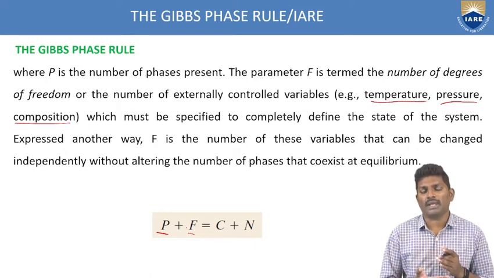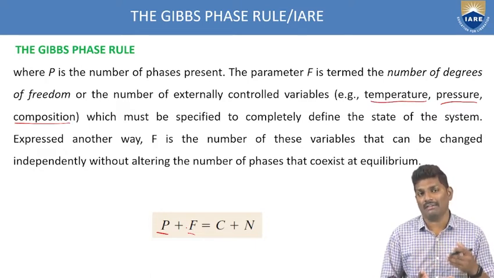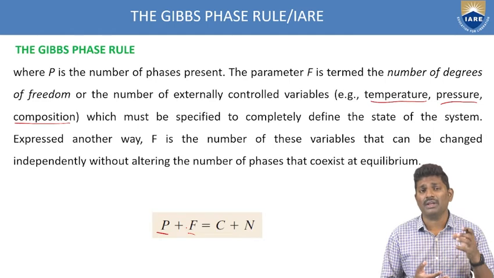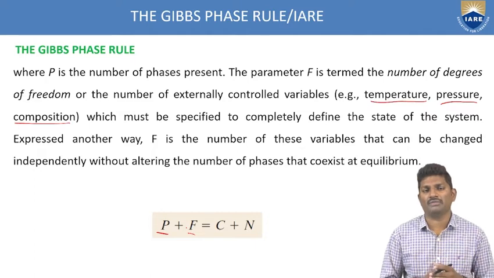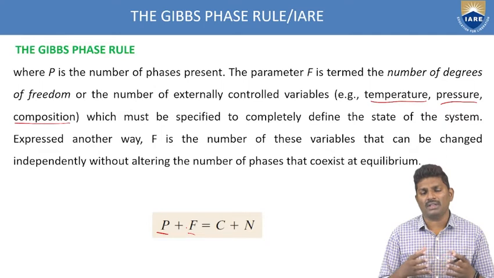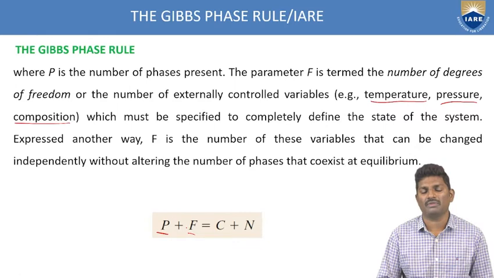So we have two types of definitions for F. The first one is the degrees of freedom, or the number of externally controlled variables like temperature, pressure, and composition. And in the same way, these three variables can be independently changed without altering the phases in the phase diagram at equilibrium conditions.